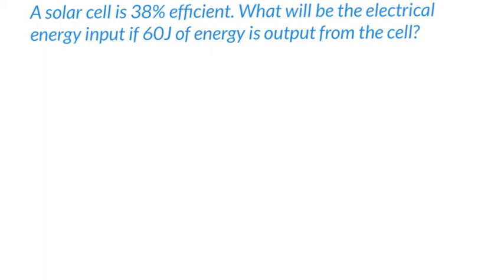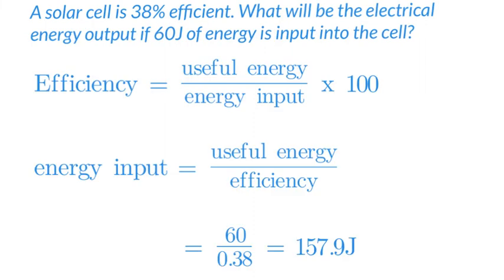Now let's have a look at a derivation of this. This is a slightly harder question, so let's have a look what goes on. Now in this case we've got a solar cell and we've said that it's 38% efficient. And we've asked what would be the electrical energy input if 60 joules of energy is output from the cell. So let's see what we do. If efficiency is that, then if I do a bit of cross multiplying, moving that to there and that to there, remember this is efficiency over 1, I get that. And so I find out simply by putting the numbers in.